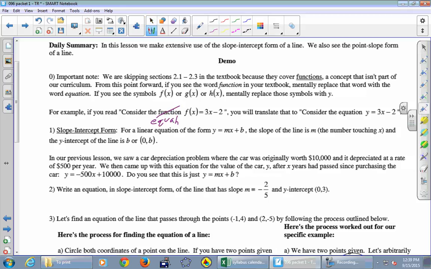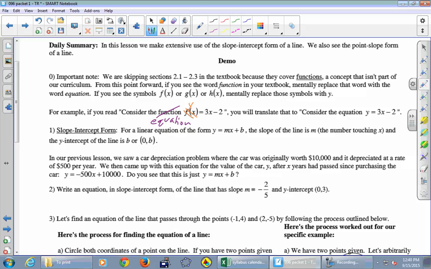Equation. Go ahead and cross this off on your notes right now just to make sure that you are clear. This is page 45. And then F parentheses X, all of that gets crossed off and changed to what letter? Y. So we translate that funny looking sentence with some unusual word and symbols in it to consider the equation Y equals 3X minus 2, which is a lot friendlier looking from our perspective. Any questions on that?